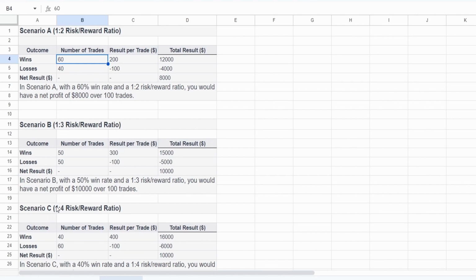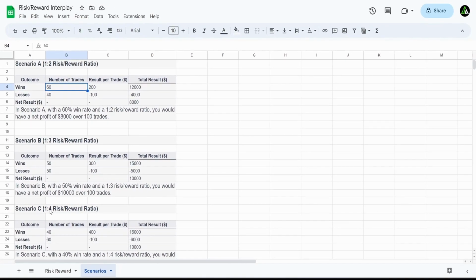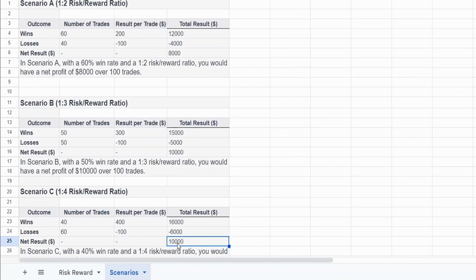And on scenario C, I risk 100, but I'm winning 400 if I win the trade. So this is a more favorable risk to reward ratio, even though in scenario C, the win rate is much less. It's 40%, right? So I'm actually losing more trades than I'm winning, but the result shows me that I am still a profitable trader, even if I'm losing 60% of my trades, right? I have 60 losses, 40 wins. And I'm still just as profitable as if I were a 50-50 trader with a 1 to 3 risk reward ratio, which would result in $10,000. And here, if I'm winning 60% of my trades, it's a 60% win rate but a 1 to 2 risk reward ratio, which is still good, I am only at $8,000 profits.